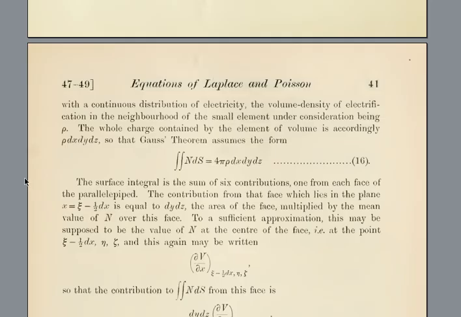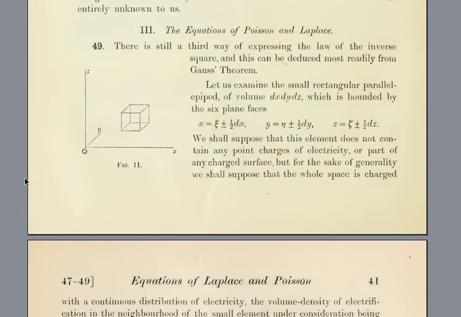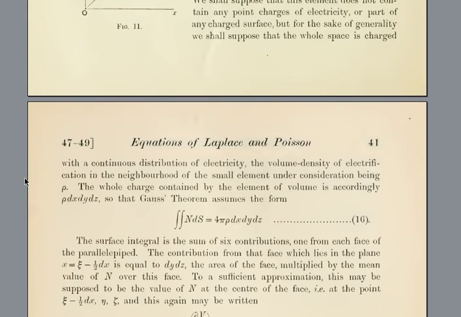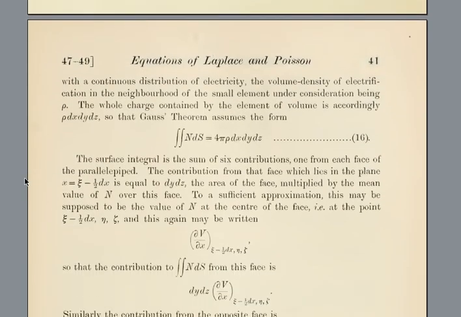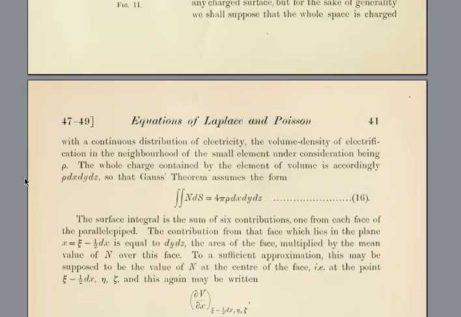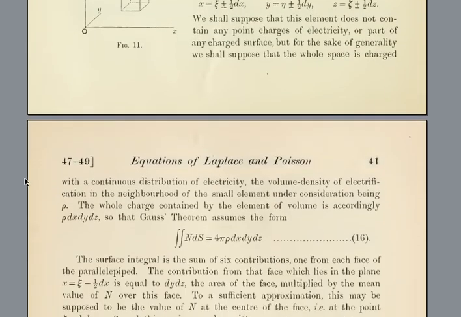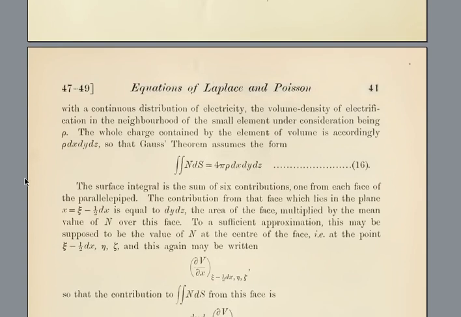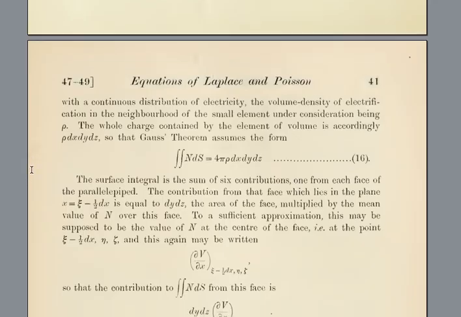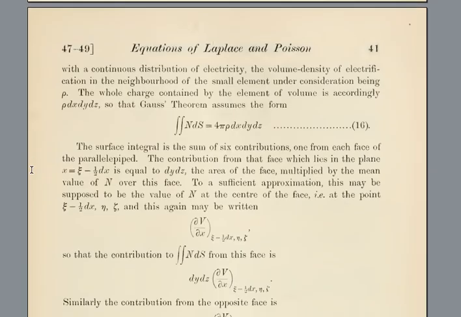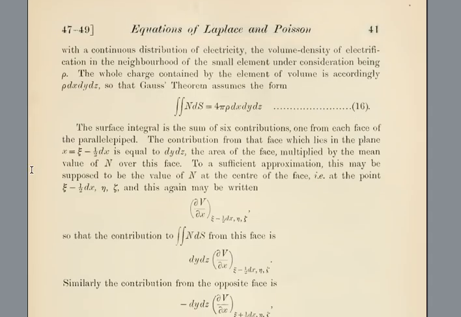multiplied by dz, the area of the face, multiplied by the mean value of the normal component of the electric field over this face. To a sufficient approximation, this may be supposed to be the value of the normal component of the electric field at the center of the face, that is, at the point ξ minus 1/2 dx, η, ζ, and this again may be written as the normal component of the electric field at ξ minus 1/2 dx, η, ζ. So that the contribution to the integral of the normal component of the electric field over the surface dS from this face is the normal component of the electric field at ξ minus 1/2 dx, η, ζ multiplied by dy multiplied by dz.